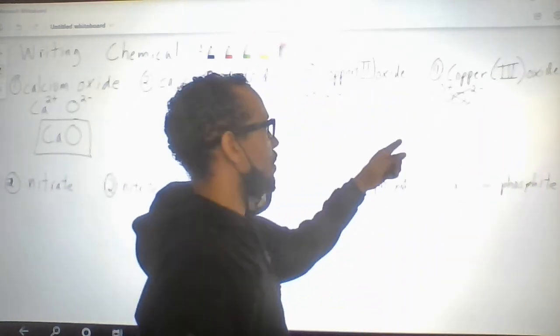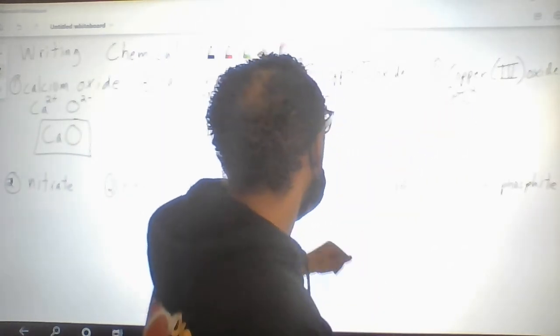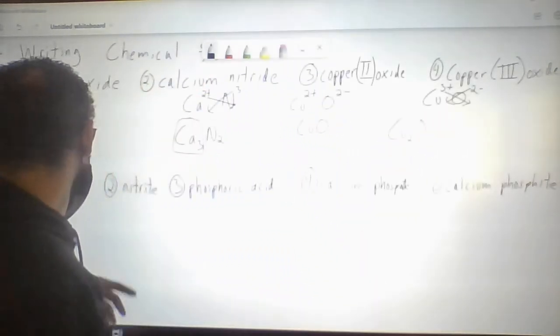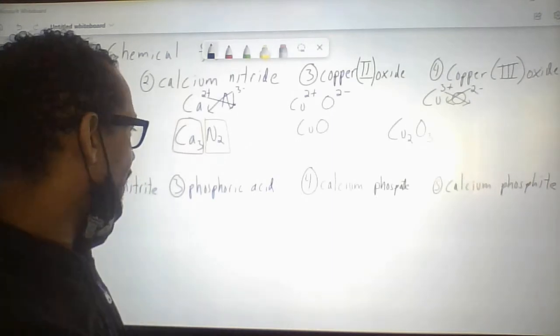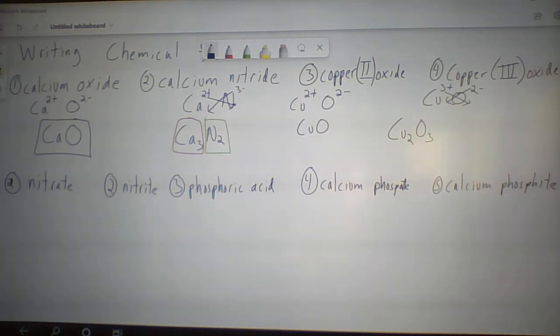All right, so here's our chemical formula. I used the charges, then I did a cross and drop. All right, so now we'll get into the polyatomics and the acids as well. So for our polyatomic ions, I'm going to be using the chart.